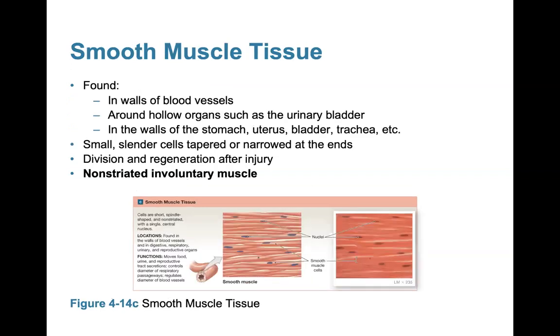Smooth muscle is found in the walls of blood vessels, around hollow organs such as the urinary bladder, and in the walls of the stomach, uterus, and trachea. These are small, slender cells, tapered or narrowed at the ends. Division and regeneration after injury, non-striated, involuntary muscle type.